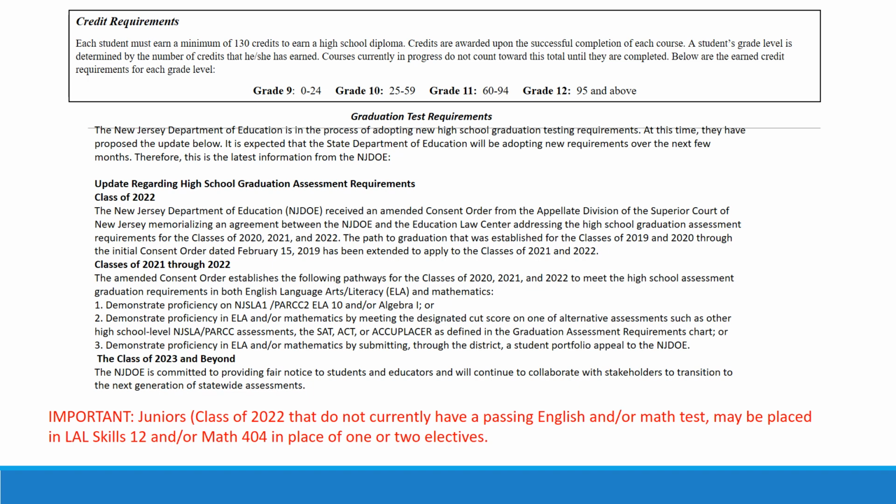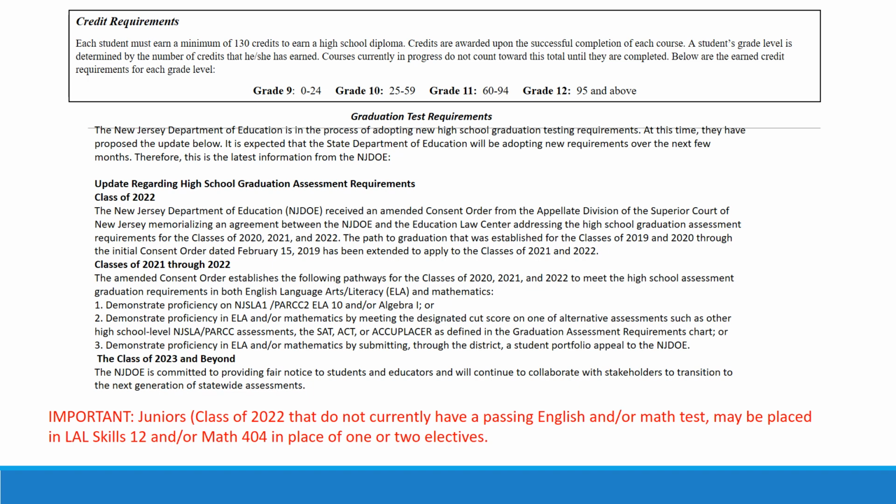Credit requirements. In order for students to pass from grade 9 to grade 10 to 11, then 12, you must have completed a certain number of credits. So let's take a look. A student in grade 9 has completed from 0 through 24 credits. To be considered a sophomore, grade 10, you have to have completed 25 to 59 credits. That means if you fail more than 2 5-credit classes as a freshman, you will still be considered a freshman in your second year. To advance to grade 11, you have to have completed 60 to 94 credits.